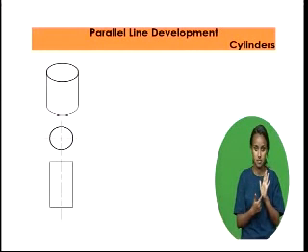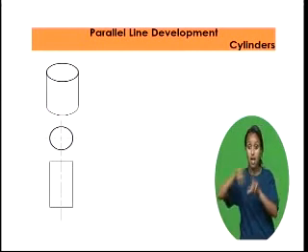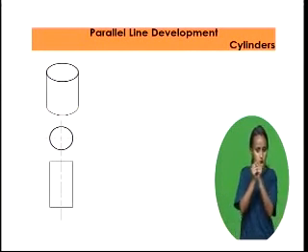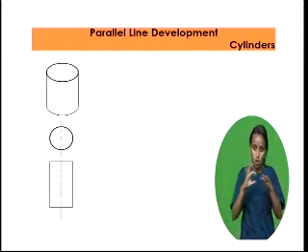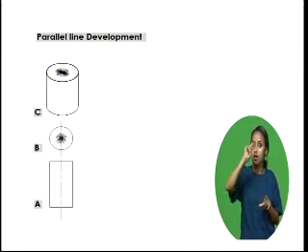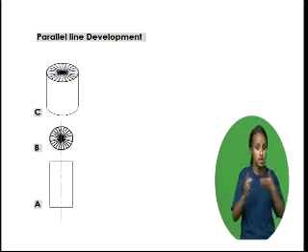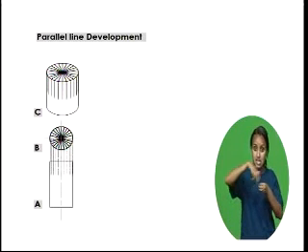Well, students, I hope you have gained a lot of concepts from today's lesson. Before we come to the end of the program, let us summarize the main points. Parallel line developments are made from common solids that are composed of parallel lateral edges or elements. Examples of this are cylinders and prisms.